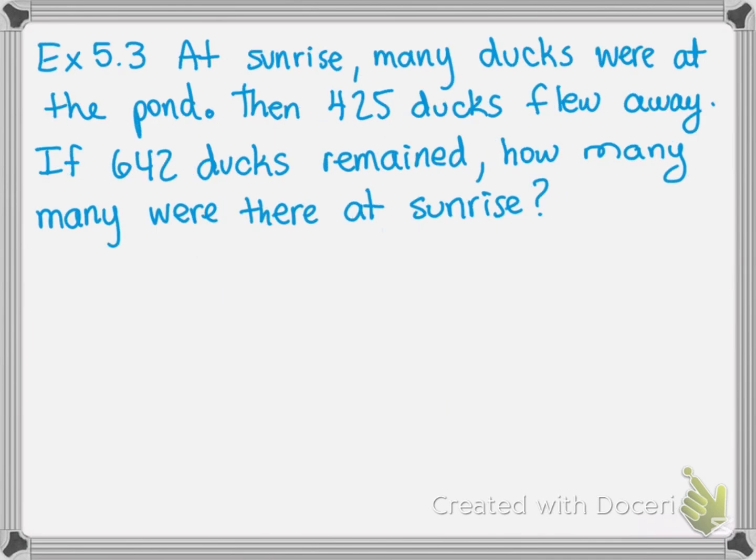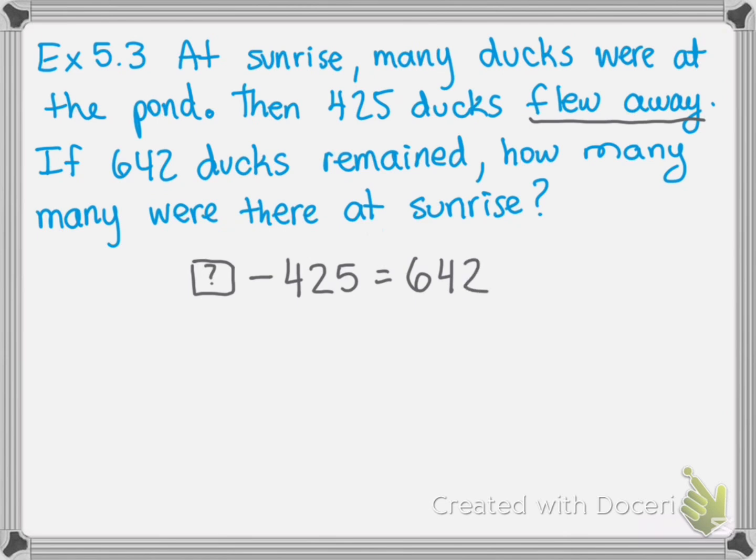Example 5.3. At sunrise, many ducks were at the pond. Do we know how many ducks? No, we don't know. So that's like our question mark. We don't know how many there were. Then 425 flew away. Flew away means that they're gone, so we're going to have to subtract 425. Now we do know that 642 remain. Okay, so that's what is left.